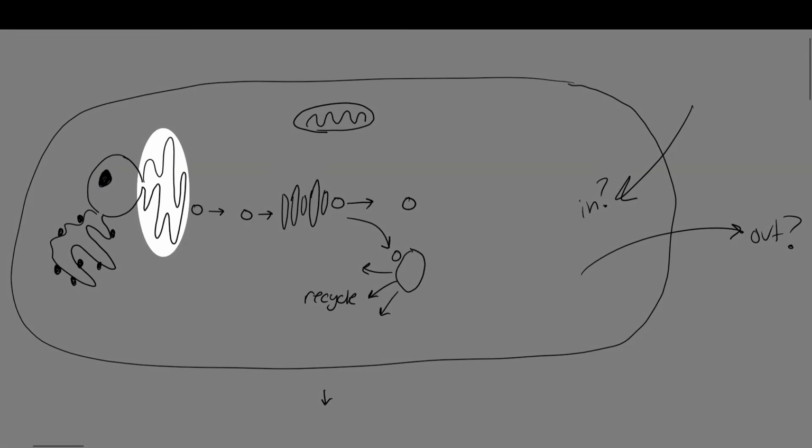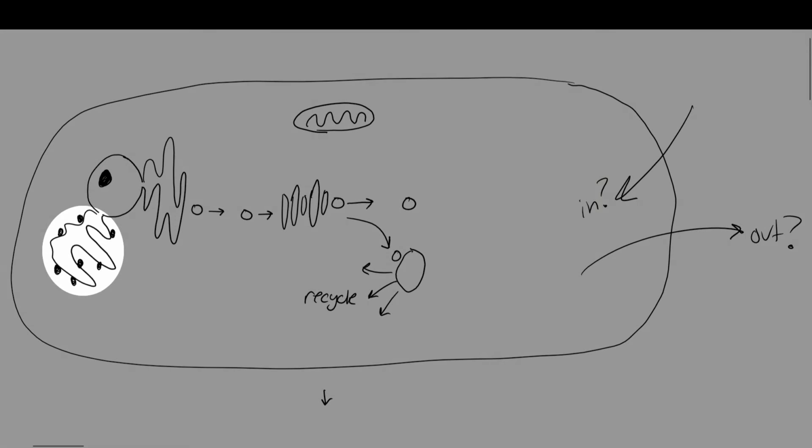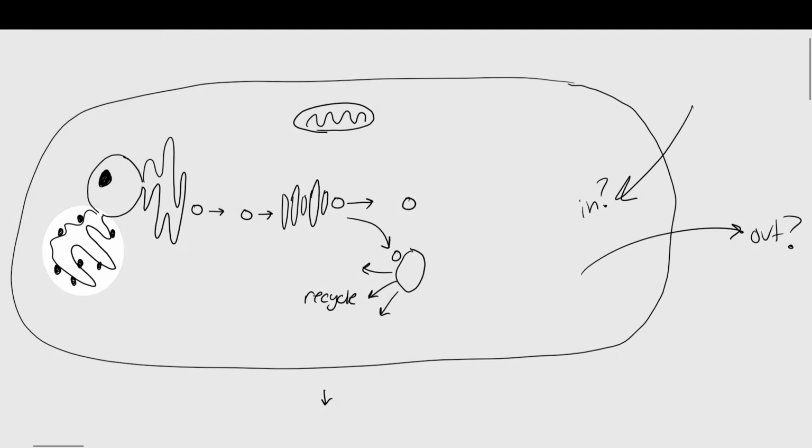Here is the smooth ER, which is a hallway attached to the nucleus. Here's the rough ER, which is also a hallway attached to the nucleus, but we see there are ribosomes here. And because ribosomes make stuff, that means that the rough ER is going to be making stuff.